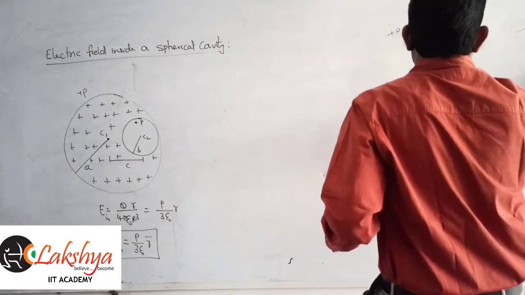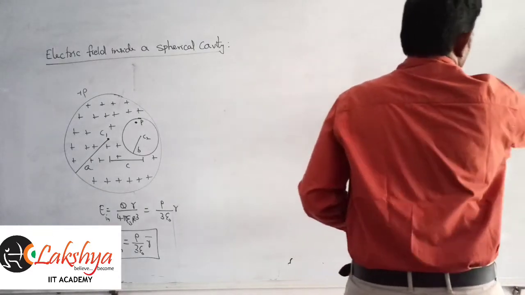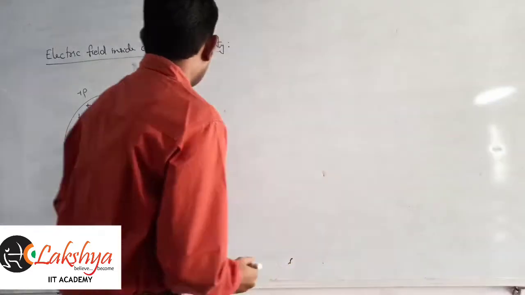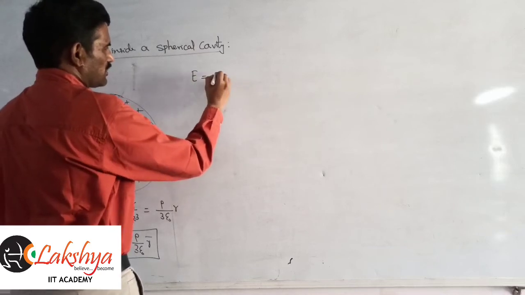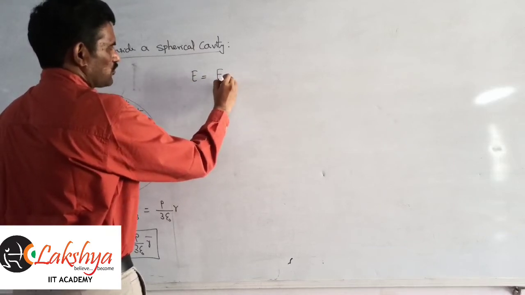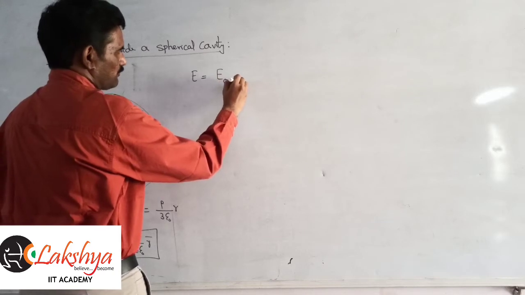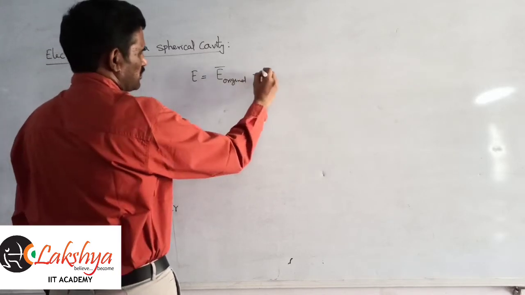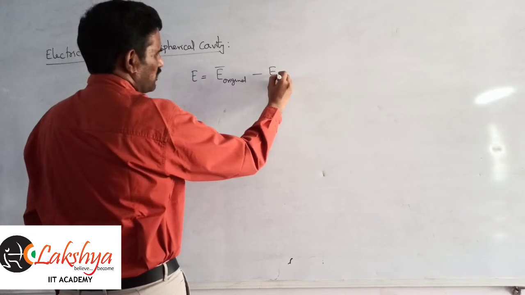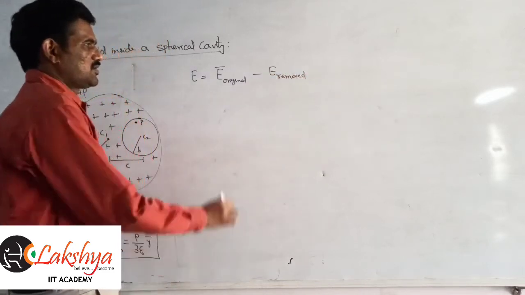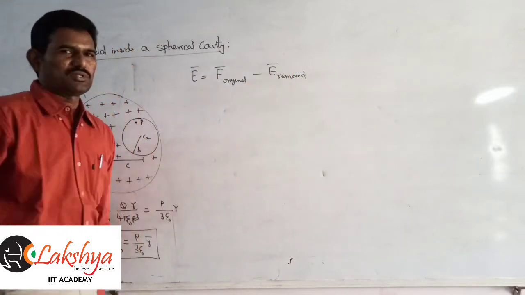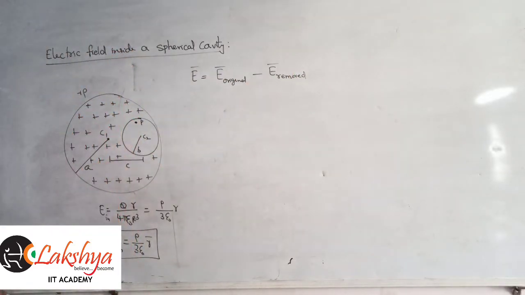So now let us follow the previous method. Now I can write the electric field at that point inside the cavity as electric field due to this original sphere minus electric field due to this removed part, right? So that gives us the electric field due to the remaining object, or inside this cavity. So now this is our point here. We are assuming a point P here.